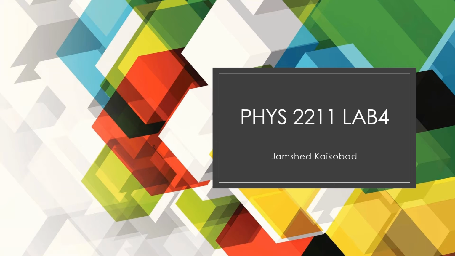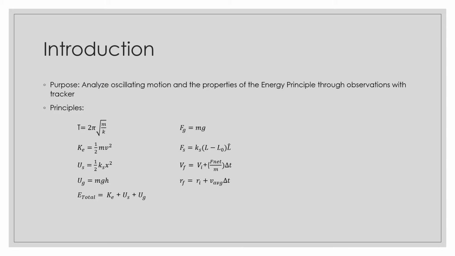All right, my name is Jamshik Hekabad, and this is my Physics 2211 Lab 4. The purpose of this lab is to analyze oscillating motion and the properties of the energy principle using the observations gathered by the tracker and video, and also comparing them to the experimental model that was used in GlowScript.